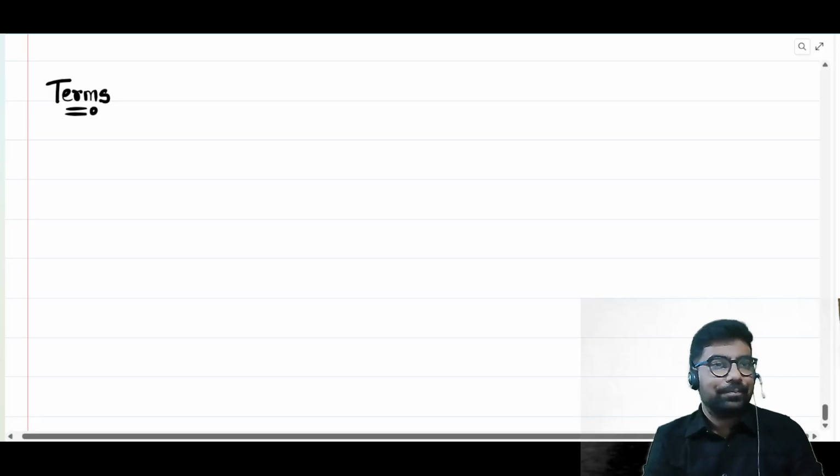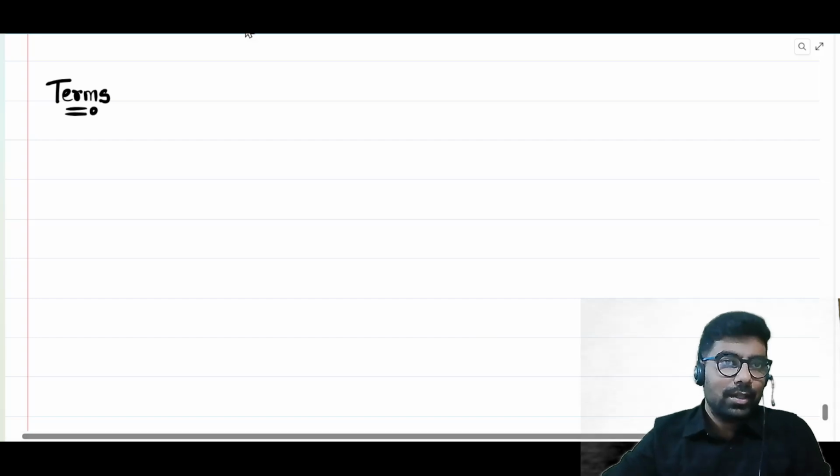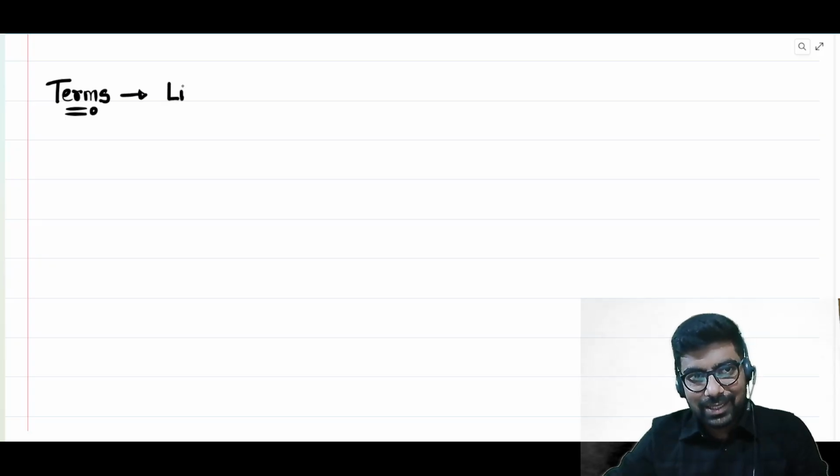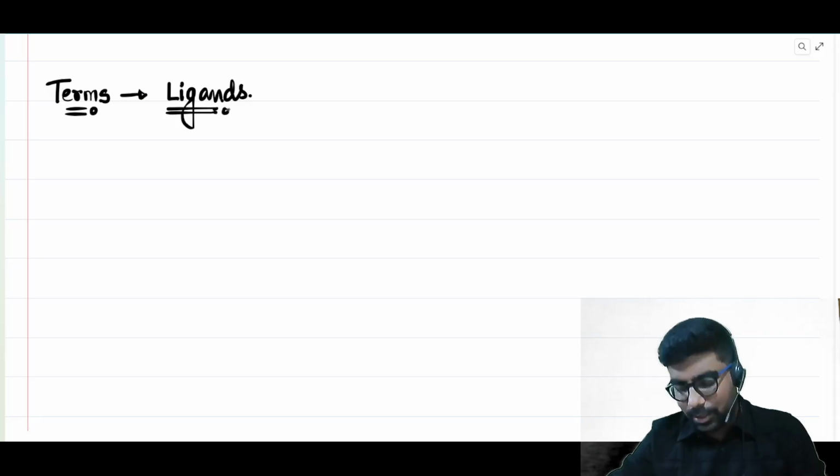The first term, that is the most important term, and you will be using this term a lot in this chapter. These are called the ligands.